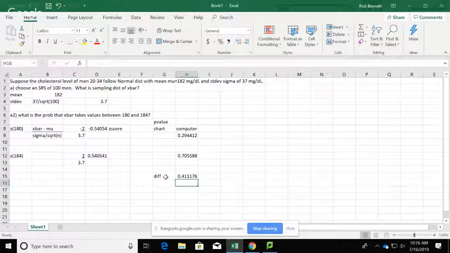So if we were to find that other end of the tail, if we wanted the white, then it would be 1 minus the blue. That's correct. Okay? That makes sense?